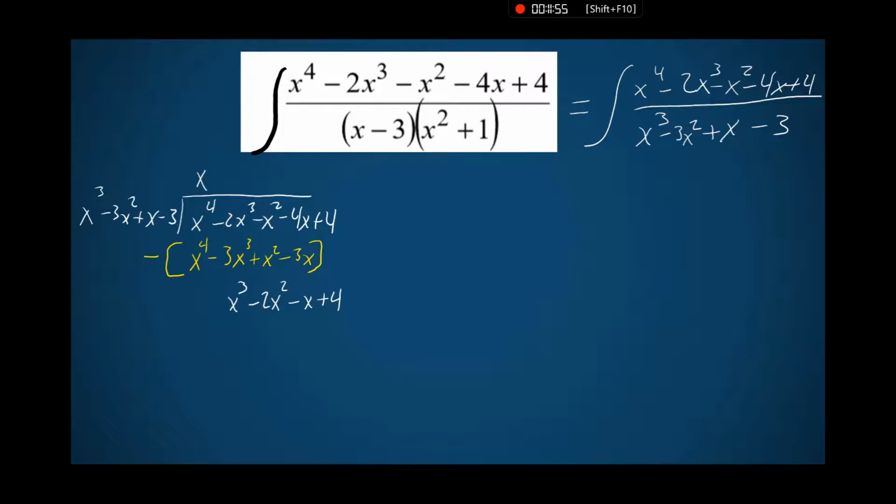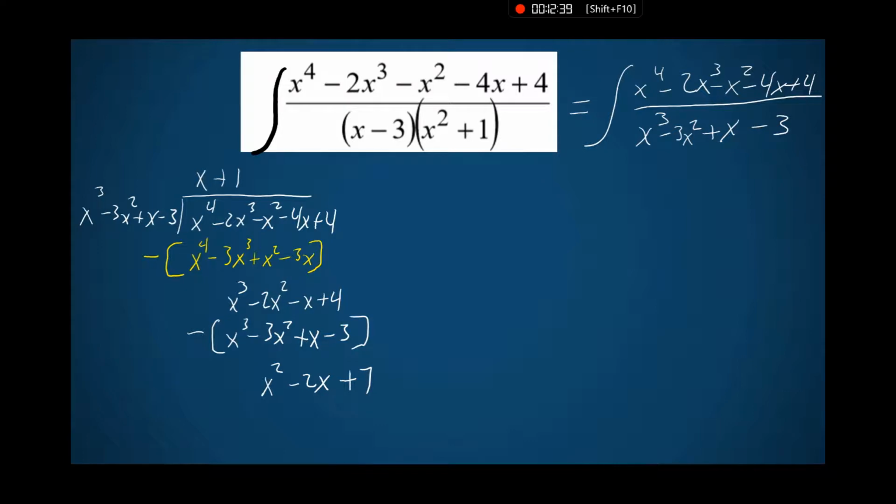Okay, what can I multiply x cubed by to get x cubed? Positive 1. Okay, so I'll multiply 1 by everything we had on bottom, and subtract that from what we had originally. So what do I have left? x squared minus 2x plus 7. Okay, that's a lower power than what I had on bottom, so I am no longer an improper fraction if I leave it like this.